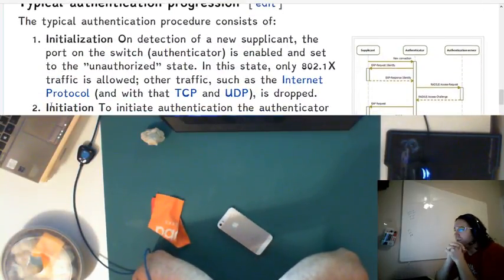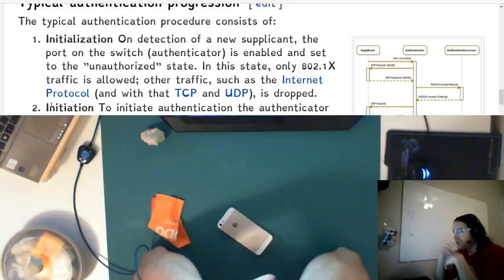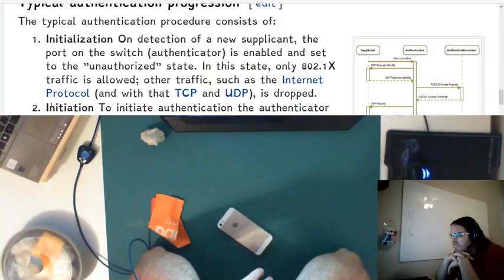Initialization on detection of a new supplicant port on the switch.